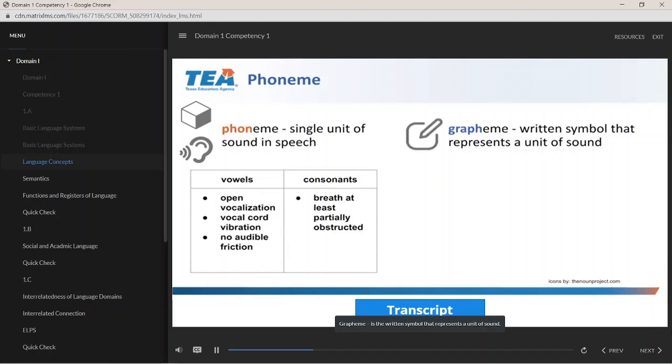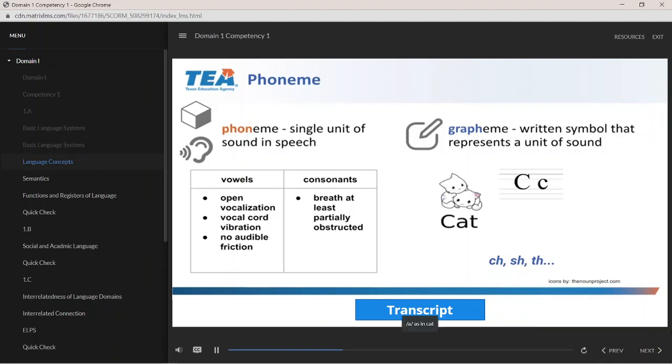A grapheme is the written symbol that represents a unit of sound. In this example, the phoneme is the sound of the letter C, while the grapheme is the visual symbol for the letter C itself. Although there are only 26 letters in the English language, consider how letter combinations can create a phoneme, as in ch, sh, and f. And a single letter can represent different phonemes, like the way the letter A represents a in cat and a in swan.